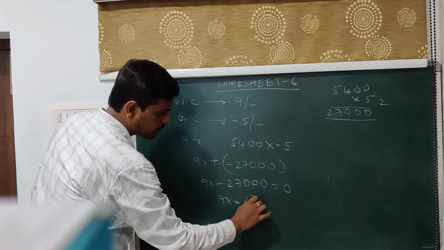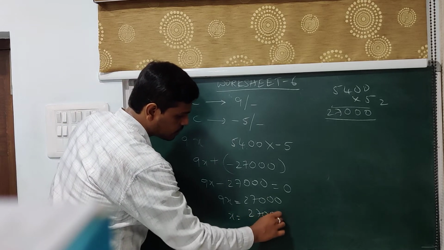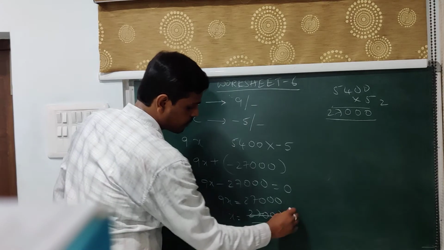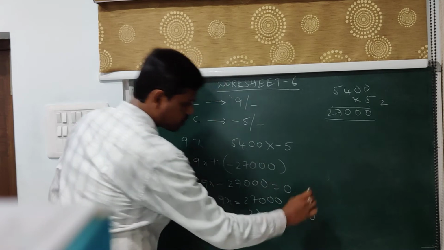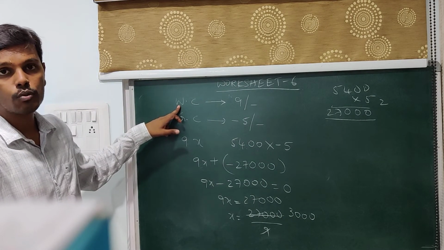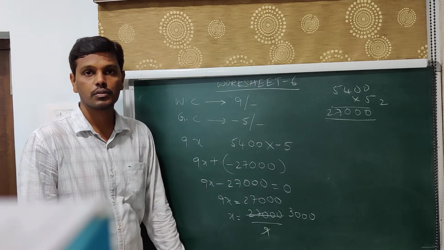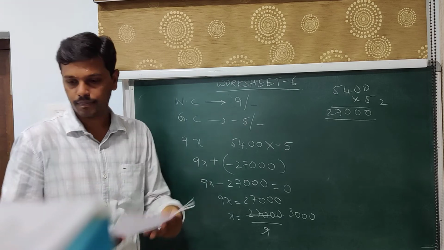Transpose this onto the right hand side. 27,000. So x is equal to 27,000 by 9. 9 ones are 9, 3,000. So the number of white bags that they have to sell in order to have neither profit nor loss is 3,000. So that is it. Next.